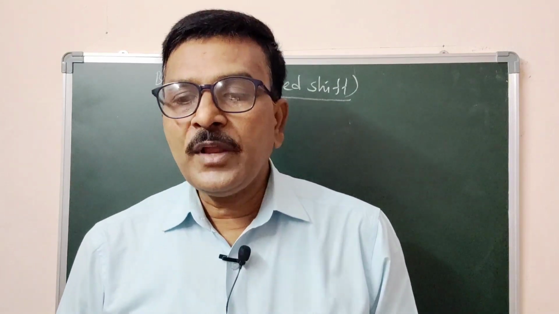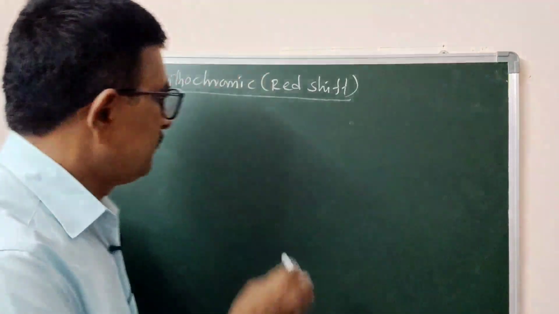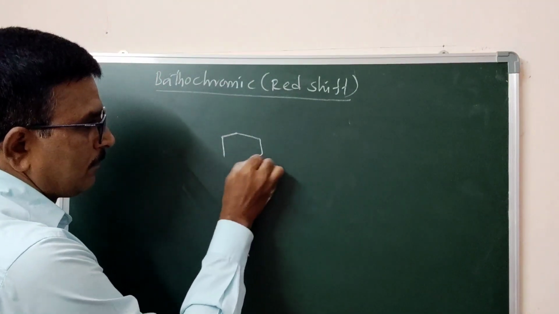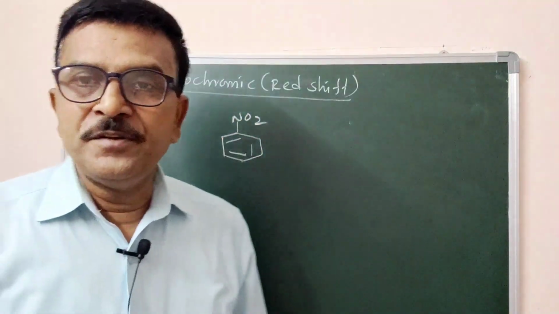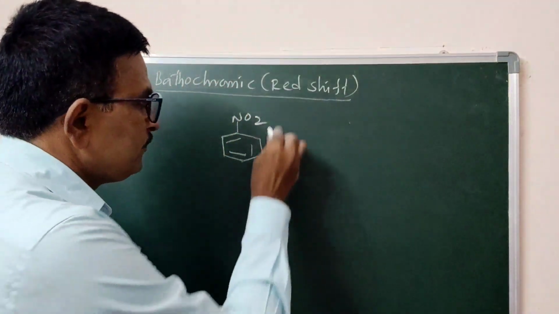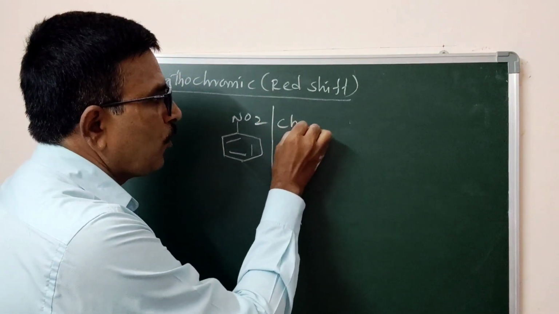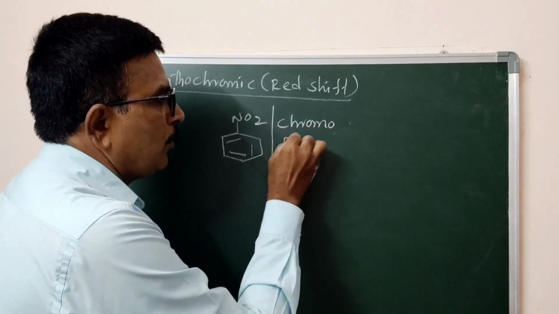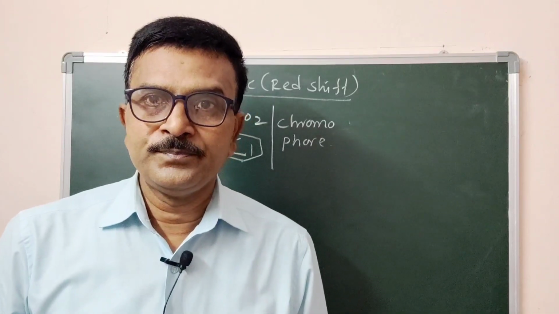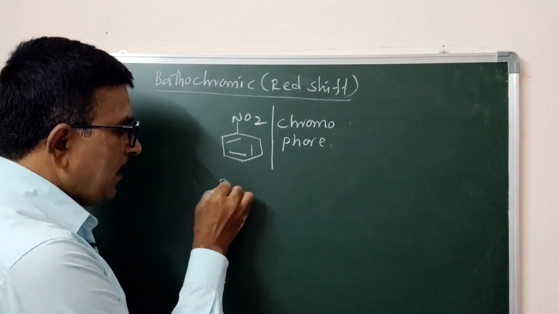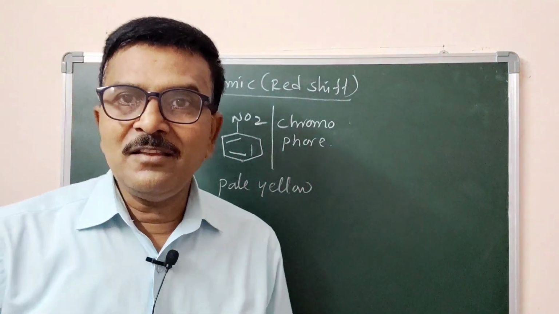For example, you take aniline, you take nitrobenzene. Nitrobenzene, where the whole benzene ring as well as the NO2 group correspond to the chromophore. It has only a chromophoric group. Say its color is pale yellow. Its color is pale yellow.